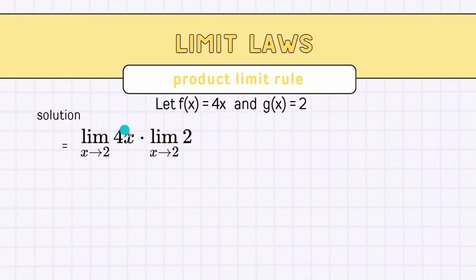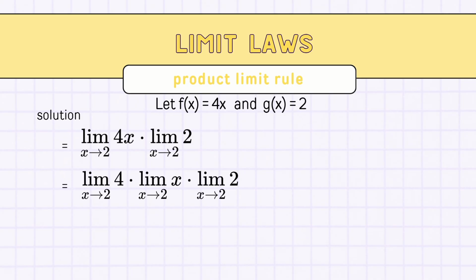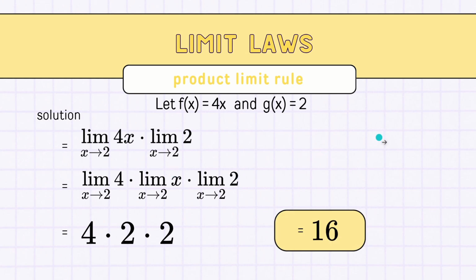Now we can use the product limit rule to split the 4x. If we see a numerical coefficient and a variable, that means we can split it into two. So we have the limit of 4 times the limit of x times the limit of 2. We can apply the constant rule and the identity function limit rule. So we have 4 times 2 times 2, which will be 16. So that's how the product limit rule works.